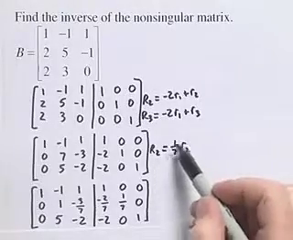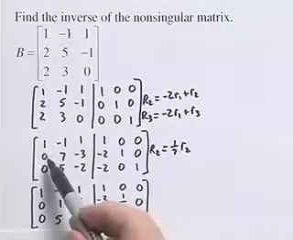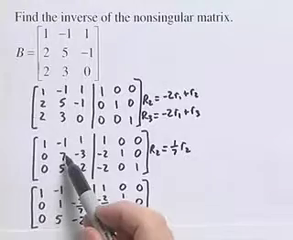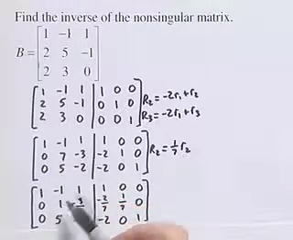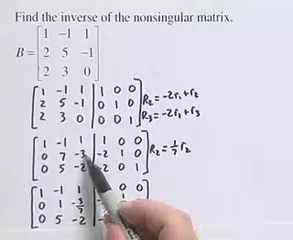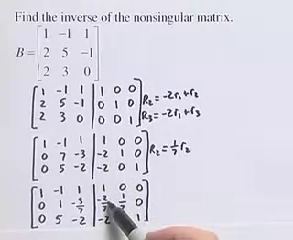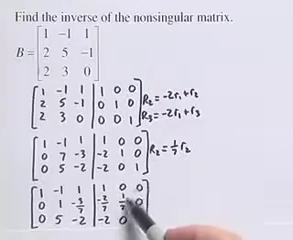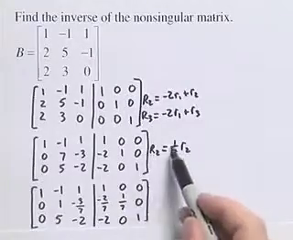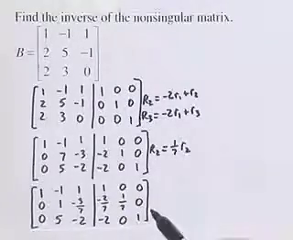To get our new second row, we perform this operation. 1/7 times 0 is still 0. 1/7 times 7 is +1. 1/7 times -3 is -3/7. -2 times 1/7 is -2/7. And 1 times 1/7 is 1/7. 0 times 1/7 is 0. We need to move on to another sheet of paper to continue finding our inverse.